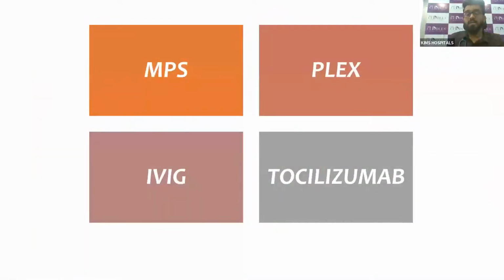We all know that there's clear-cut evidence saying that a combination is more effective than monotherapy. The first line is going to be methylprednisolone, high dose for 3 to 5 days, that is pulse methylprednisolone, plus IVIG or Plex.